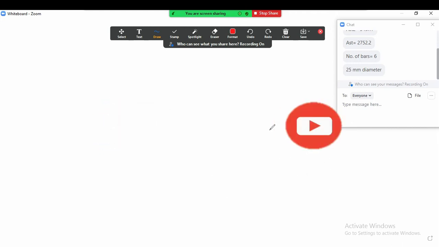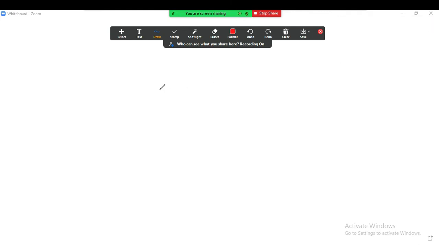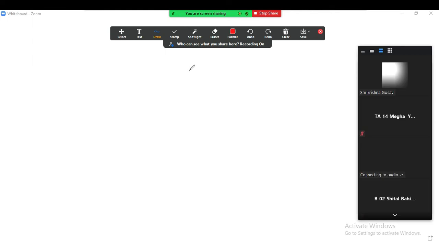25 mm diameter. Okay, so moving further, the area of steel in the tension zone is done. We have calculated the area of steel in the tension zone. Now we have to calculate the area of steel in the compression zone. As you know, our section is a doubly reinforced section. Your Mu is greater than Mu limiting, and obviously Xu is greater than Xu max.